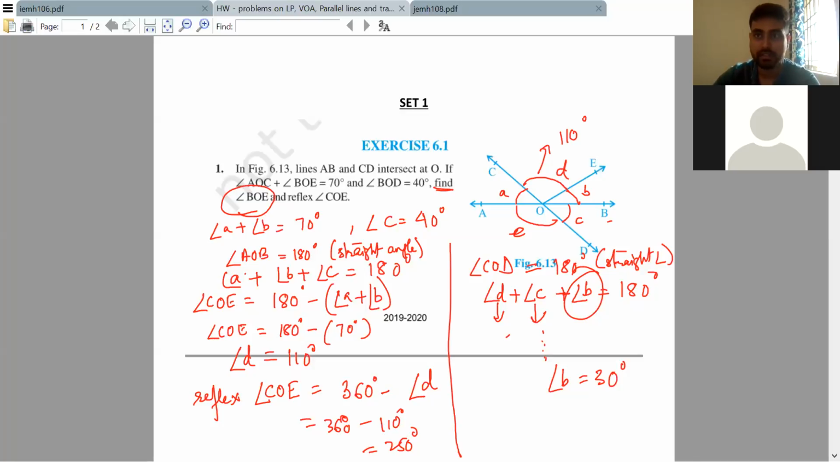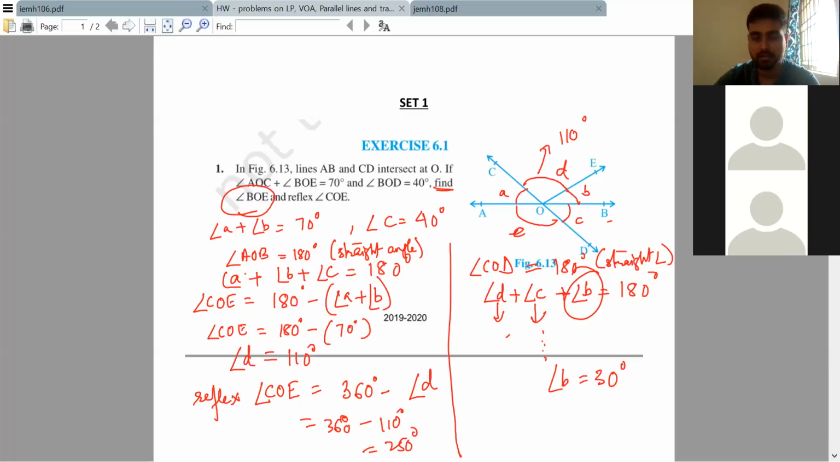Vaishnavi is saying I use vertically opposite angles for angle B. Where is vertically opposite angle happening, Vaishnavi? Sir, AOB is a straight angle, 180 degree. So BOD is equal to 40 degrees. Then ACO is equal to 40 degrees. Vertically opposite, COA is 40 degree.